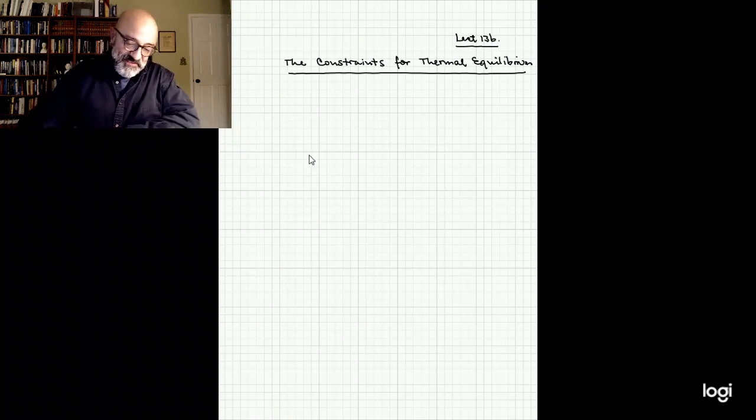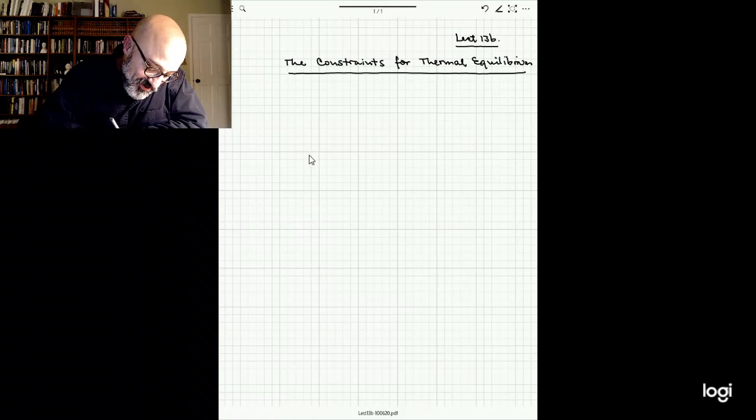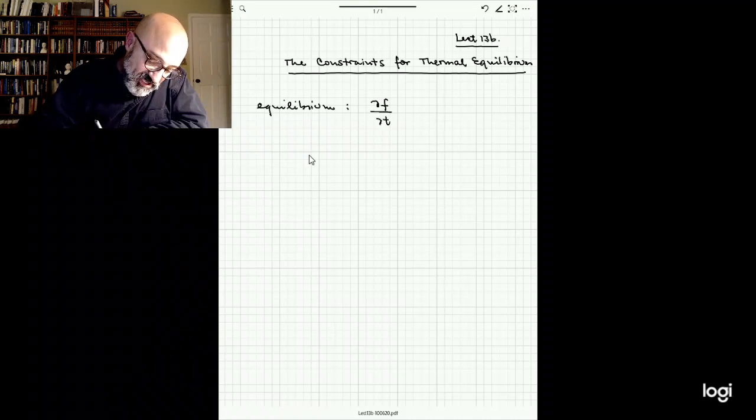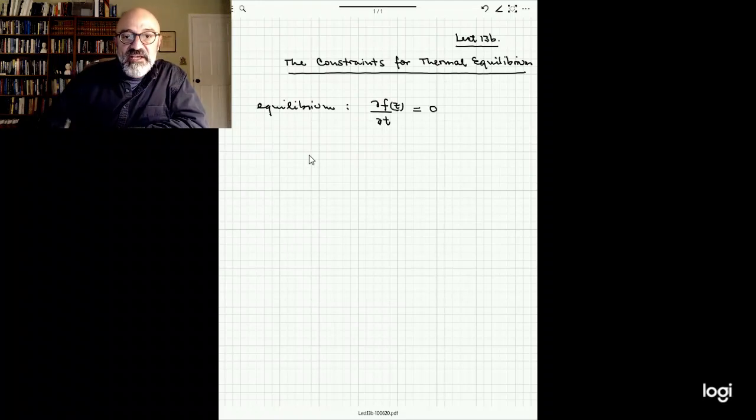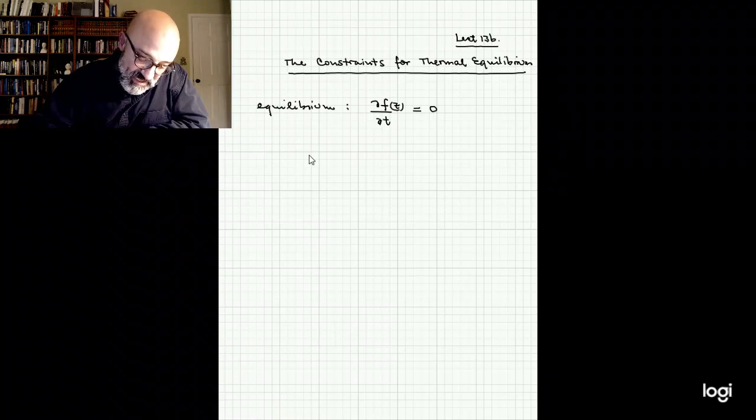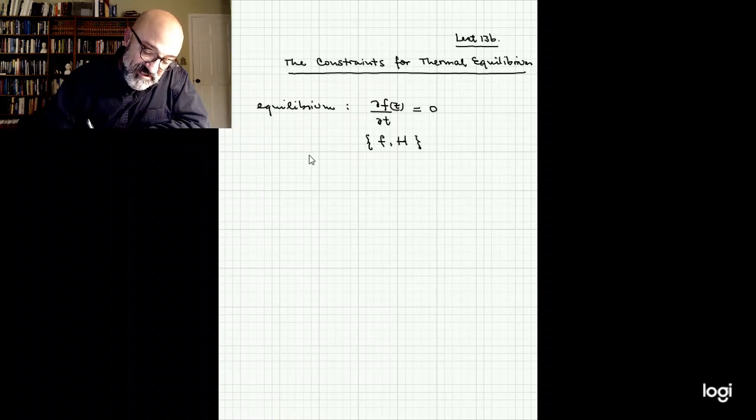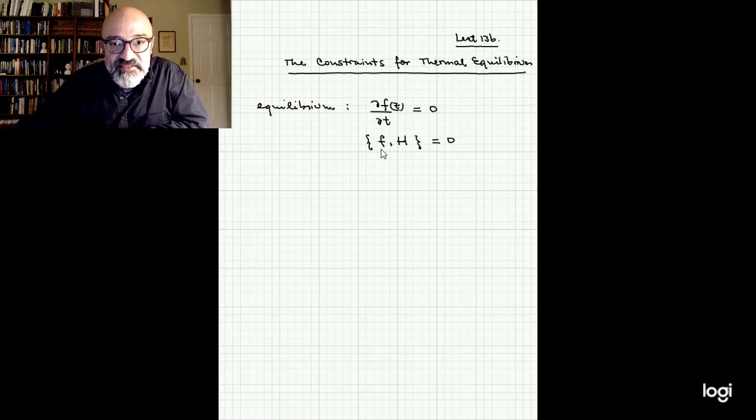So first, we're looking for equilibrium. If a situation is one of equilibrium, it means that things are not changing. So we seek situations in which the probability distribution on phase space is actually independent of time. What this means is that the Poisson bracket of that distribution with the Hamiltonian is supposed to be zero.